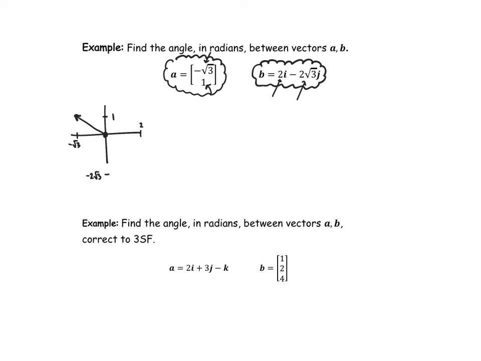That's not going to be very good. I'm going to move this over just a smidge here to make a little space. There we go. Okay, so there is vector B. So I got vector A, I got vector B, and we want to find the angle in radians between the two.